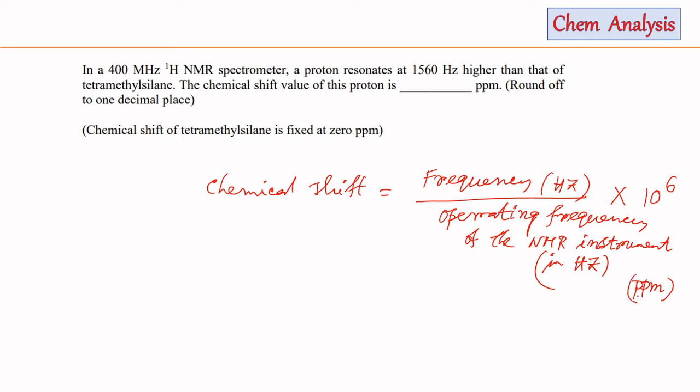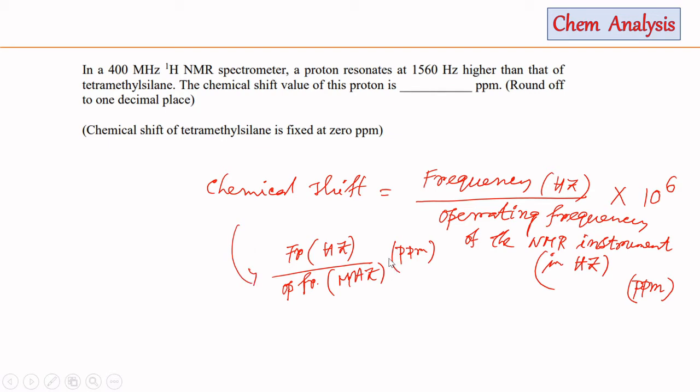We can also write this equation like: frequency in Hertz of the nucleus for which we are calculating the chemical shift value, divided by the operating frequency of the instrument in megahertz. That will come in ppm. That is also the chemical shift. And here we need not multiply this term with 10 to the 6 since it is given in megahertz.